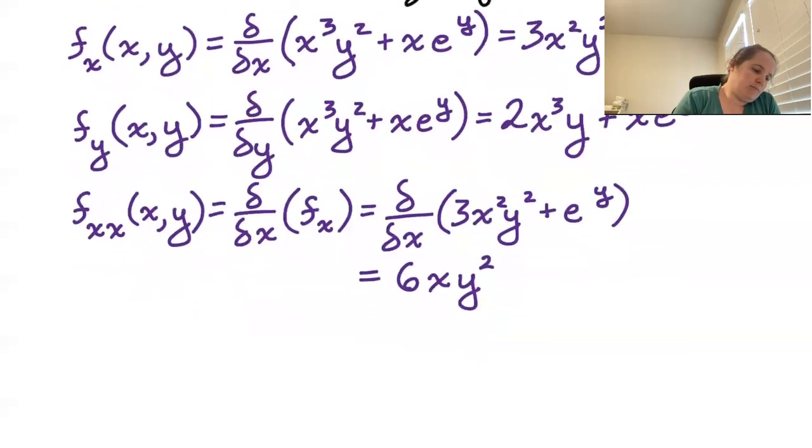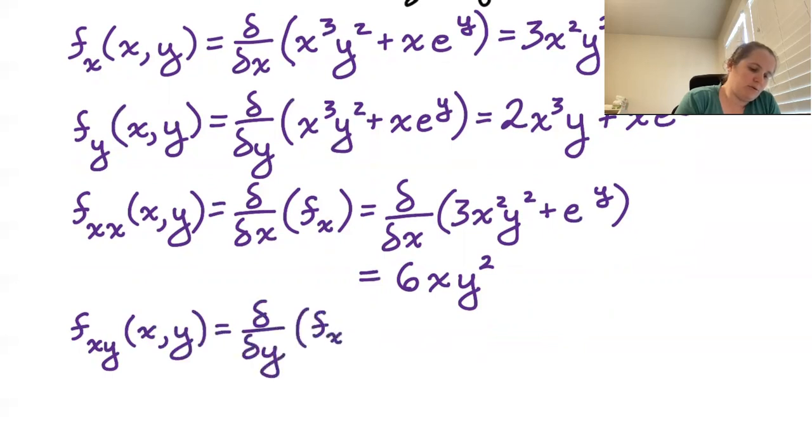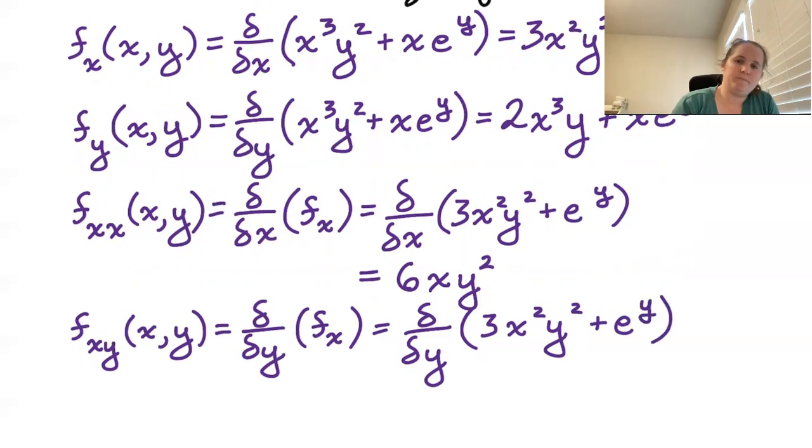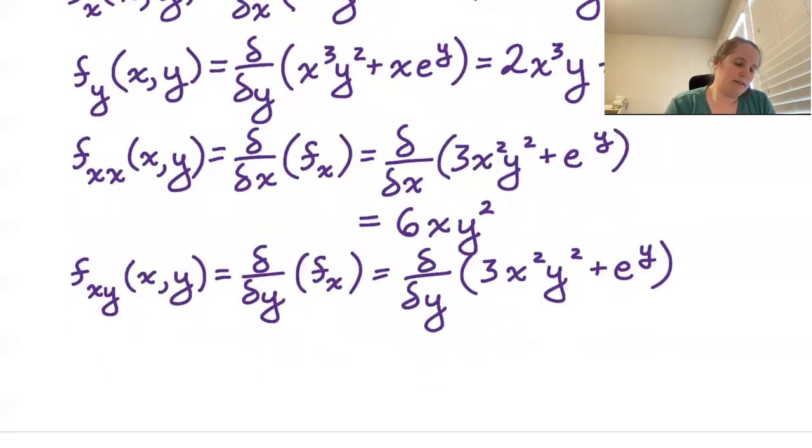Similarly, we can find the mixed partial, f_xy, evaluated at x y. This, we're going to take the partial derivative with respect to y of the first partial with respect to x. So we're looking at the partial derivative with respect to y of 3x squared y squared plus e to the y. This time around, x is acting like a constant. So the 3x squared comes along for the ride, and y squared will go to 2y. So this becomes 6x squared y. And derivative of e to the y is just e to the y.